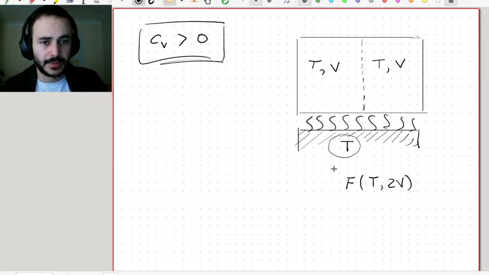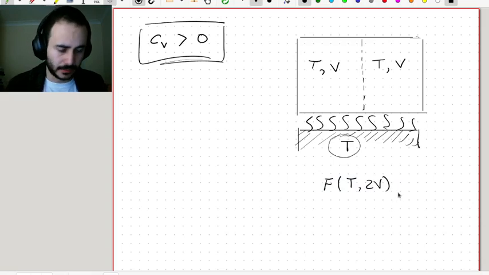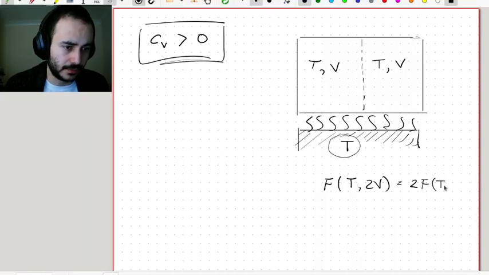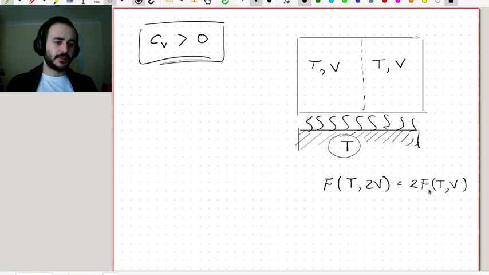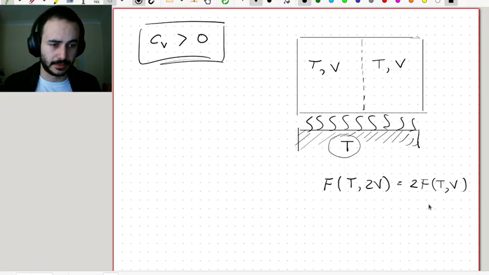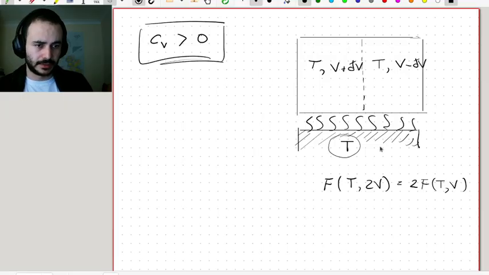And we also assume that this is going to be additive. This follows from the additivity of energy and entropy. So this is going to be twice F of T and V. Why am I writing T and V? Because remember that the natural variables of the Helmholtz free energy are temperature and volume. Okay, so then what happens when the volume is pushed? It's increased a little bit on the left and decreased a little bit on the right.